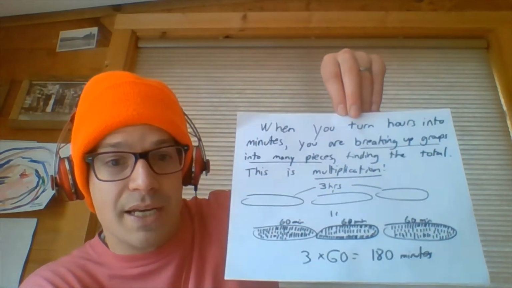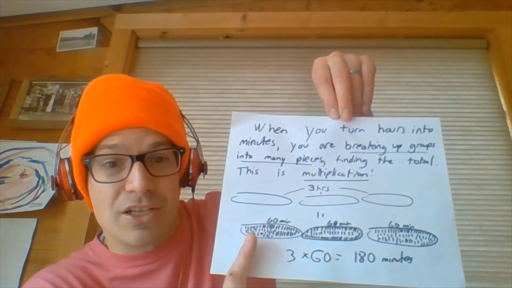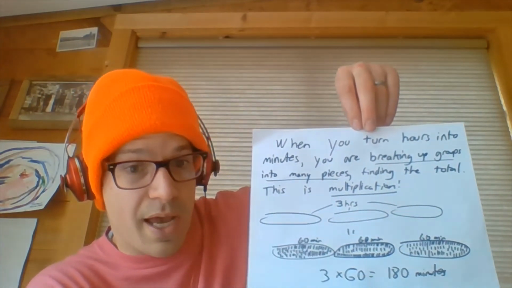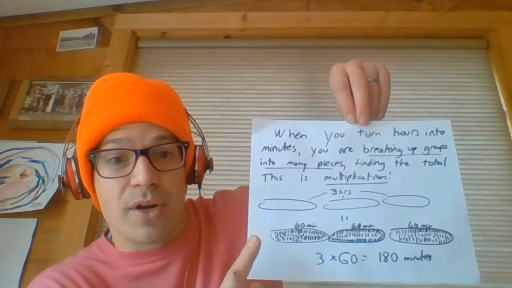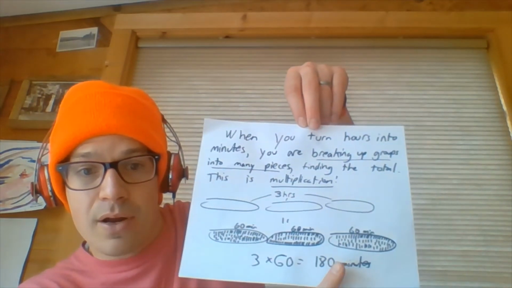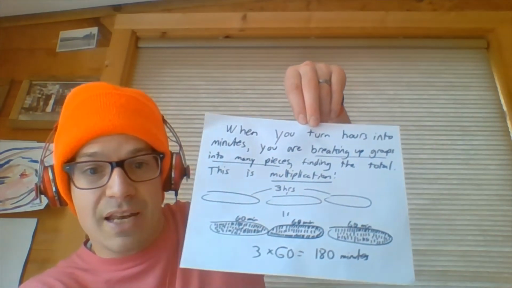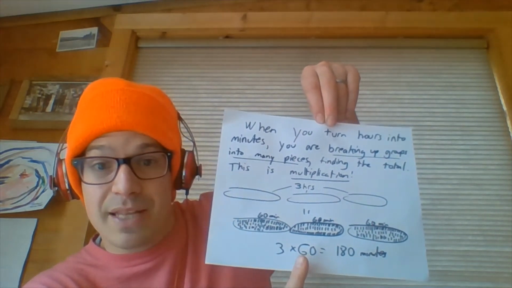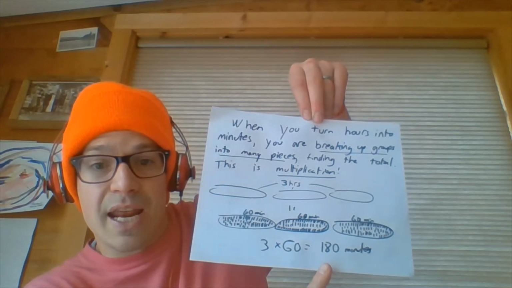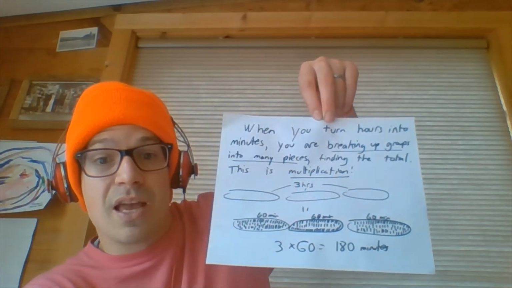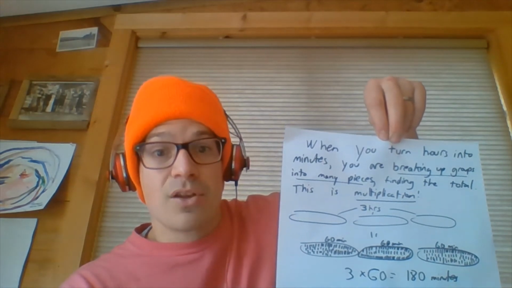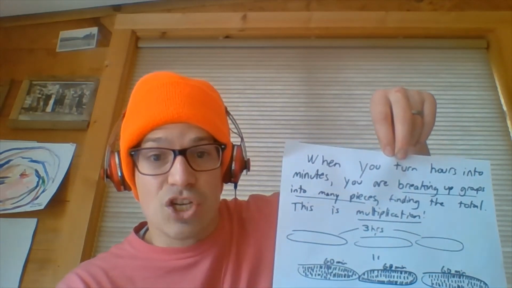So you can see what I did is I drew 60 little dashes in each of those hours. Not a good strategy. If you're desperate, sure, go ahead. But really, it's just illustrating that each one of these is 1 hour, and each hour has 60 minutes inside of it. So 3 times 60, 3 hours times 60 minutes in an hour equals 180 minutes. So you'll see that we used multiplication when the unit got smaller because we had more in each unit.